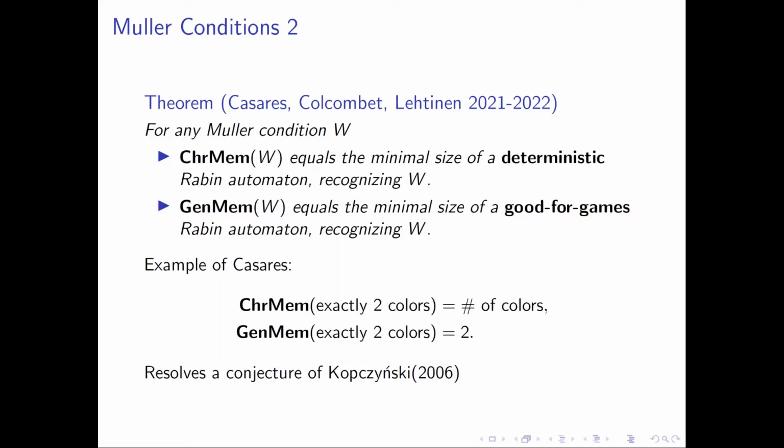this conjecture using this automata characterization theorem, and using this example that we have seen on the previous slide. So we can consider Muller conditions where you win if there are exactly two colors that appear infinitely often in your sequence of colors. And it turns out that general memory of this Muller condition is 2, whatever the number of colors. But chromatic memory of this Muller condition equals the number of colors. So it can be strictly larger than general memory.